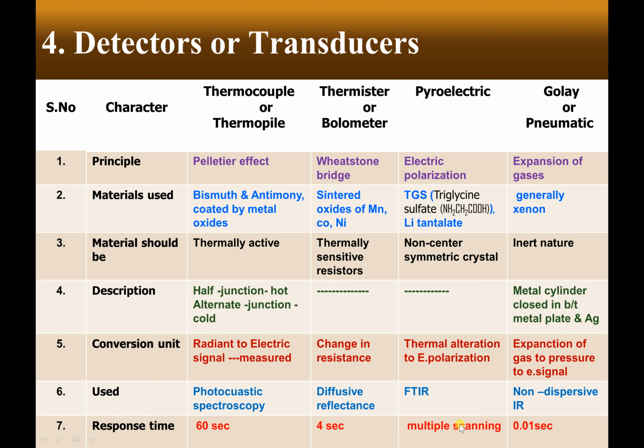Description: in the thermocouple, the half junction is hot, the alternate junction is cold. So alternate junctions are hot and cold, while in the case of Golay it is a metal cylinder, closed and built on a metal plate and silver. Conversion: radiant to electric signal is measured as change in resistance. In the case of pyroelectric it is thermal alteration to electrical polarization, and in the case of Golay it is expansion of gas to pressure leading to an electrical signal. Thermocouple or thermopile is used for photoacoustic spectroscopy. Thermistor or bolometer is used for diffuse reflectance, pyroelectric is used for FTIR, and Golay or pneumatic is used for non-dispersive IR.